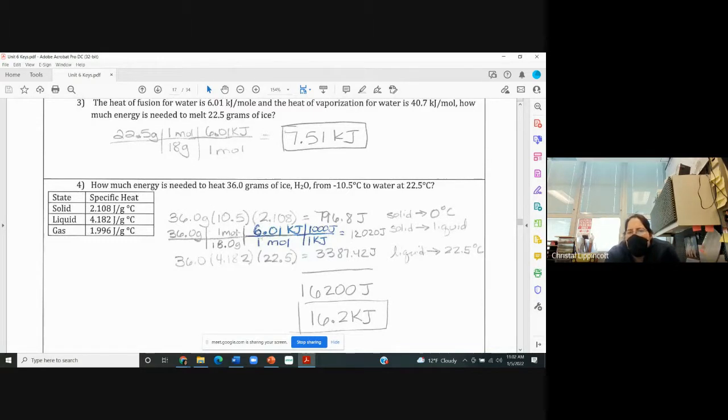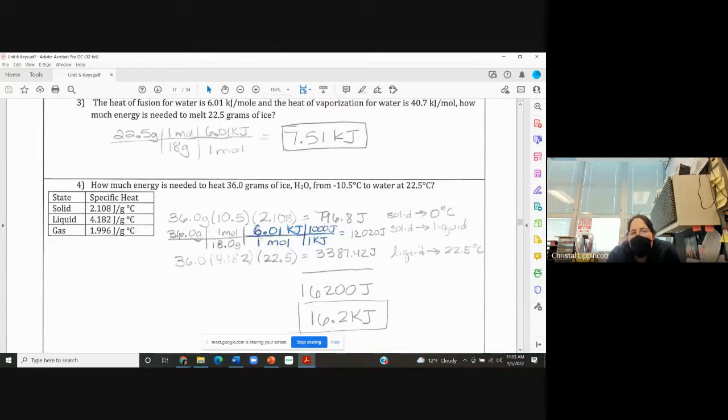So for number 4, you have to take this and you have to get it up to 0 degrees Celsius. So you're going to use your mass of the ice times the 10.5 degrees because you've got to get it up to 0 degrees Celsius. And then the specific heat of ice is this value. So that's where I got that from. Okay. So that gave me this.